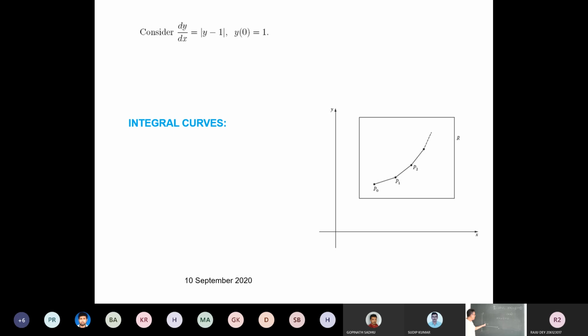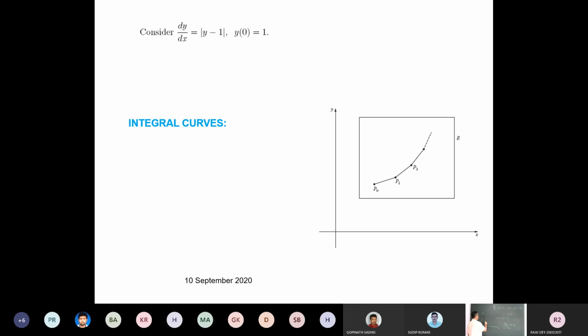So you already know the value of x naught and y naught from the given initial condition. So then, obviously, this is going to give you the value of the gradient of the curve at this point. This is going to be simply given by f of x naught, y naught. Okay. So once you have this slope, what can we do?